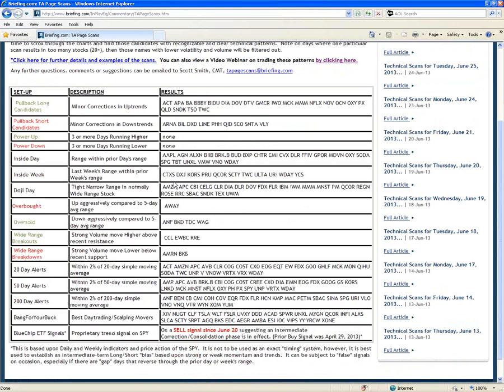I'm just going to start from the bottom up. Usually I go from the top down, but I'm going to start down at the bottom because these are the ones I can fly through quickest.